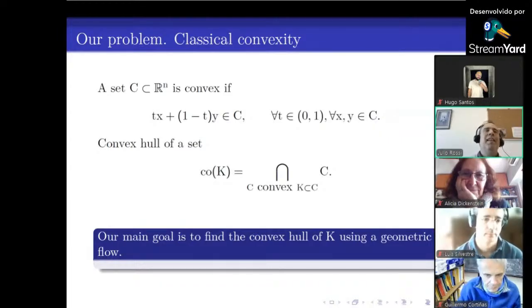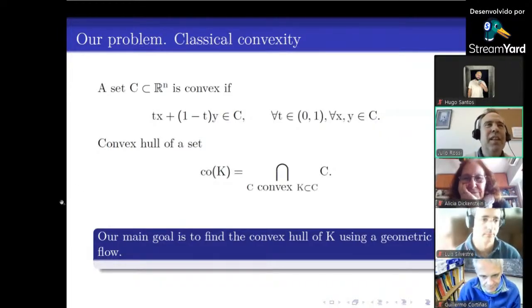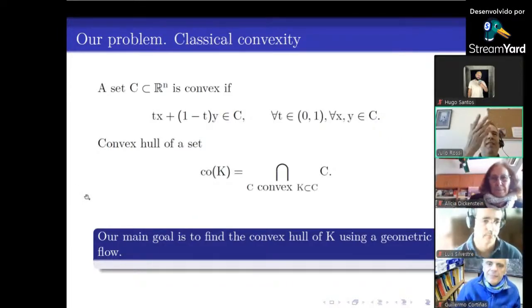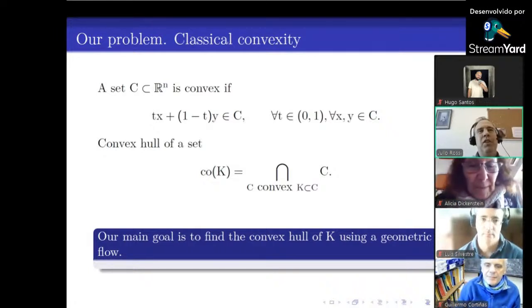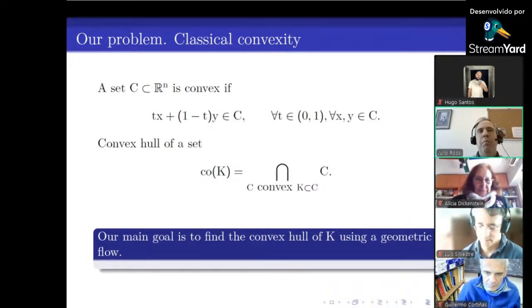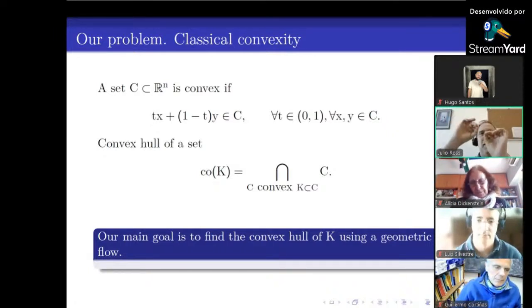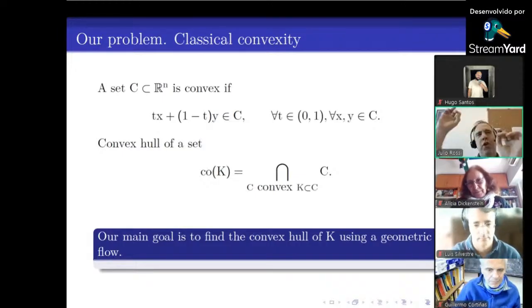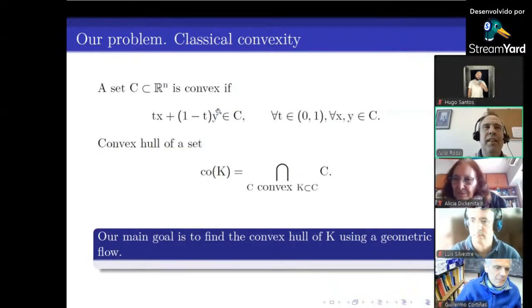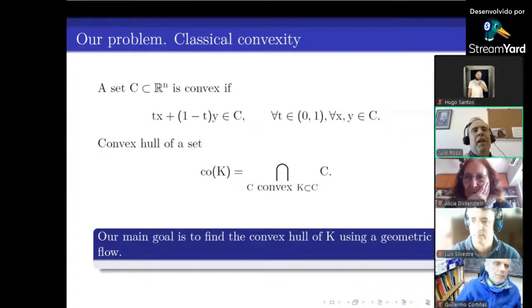What is a convex set in Rn? A set is going to be called convex if for any 2 points in the set, the segment that joins x with y is included in the set C. For example, a ball is convex, a square is convex, and many other sets are convex, but something like an 8 is not convex.